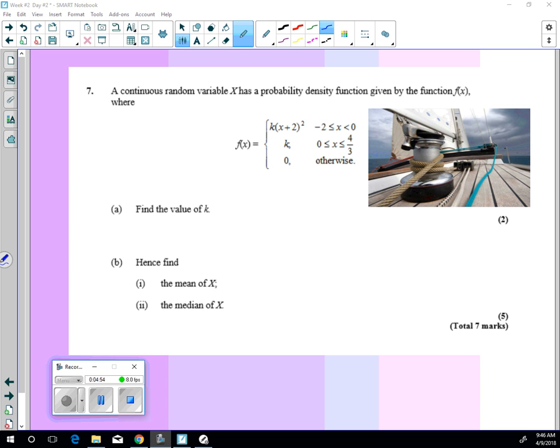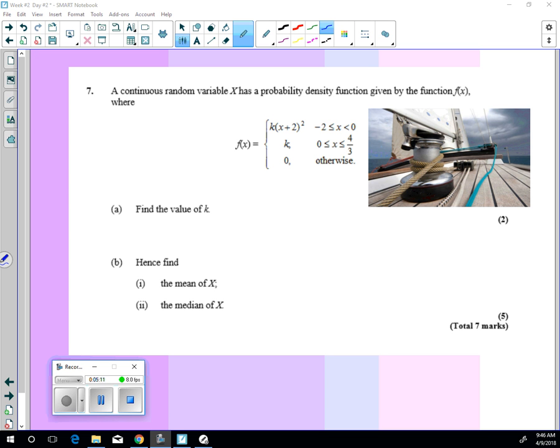7's a good one. A continuous random variable x has a probability density function given by... find the value of k, find the mean and the median. We may have done some like this. Maybe we've done one, this very one, I don't know.